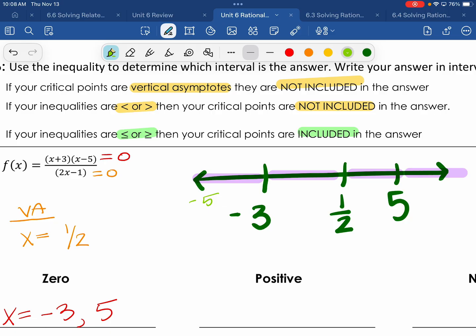We're going to plug it back into my original equation. I don't care what the number is. You don't actually have to figure out the number. What I care about is the sign. I want to know if it's positive or negative. So, -5 plus 3 is negative. -5 minus 5 is negative. And 2 times -5 minus 1 is negative. If I have 3 negatives, will that be a negative number or a positive number? A negative. So I know in this interval, that's going to be a negative number.